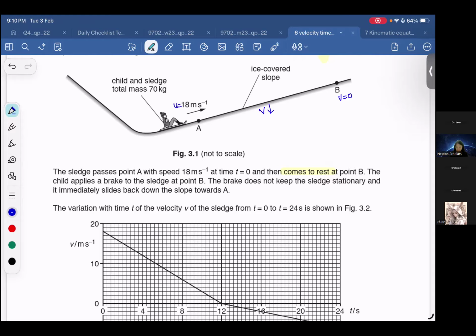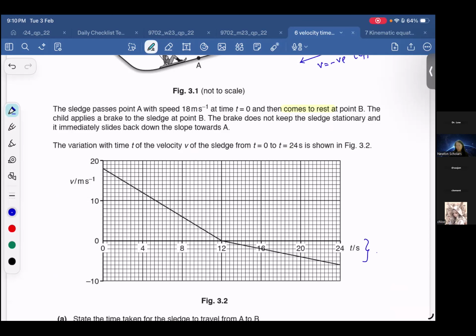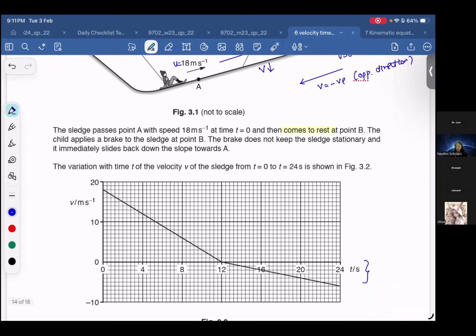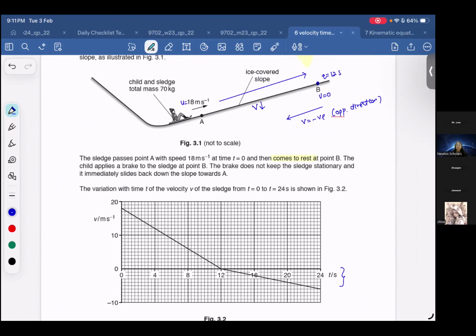Okay, then next. The child applies a brake at point B. The brake doesn't keep it stationary, and then it will go back down. So it will move backwards. Just now it was moving forward, going up. Now it's going down. So that means your velocity should be negative because of the opposite direction. Can you see that here is the part showing the opposite direction? So this one at point B, the time is actually 12 seconds. Do you agree?